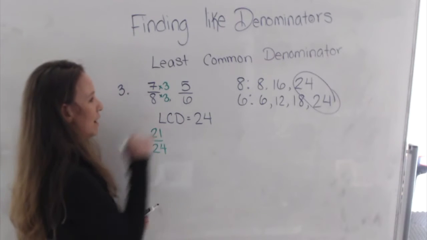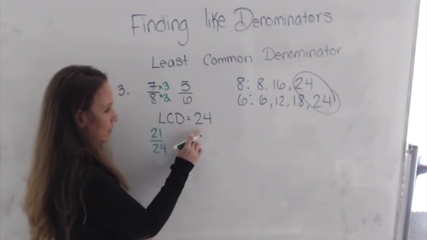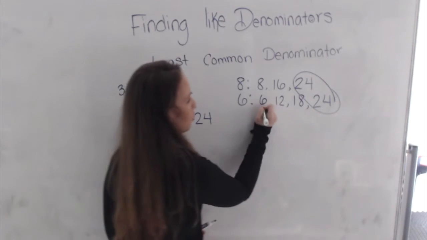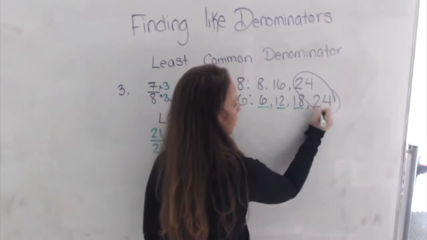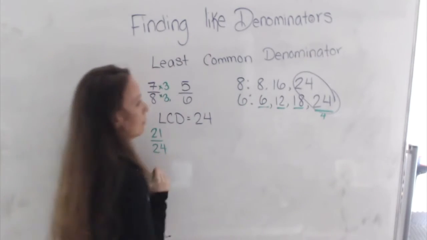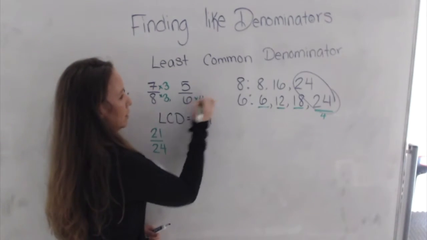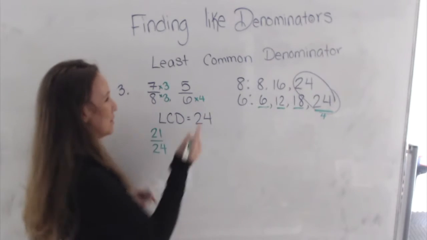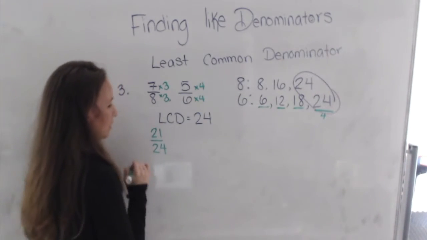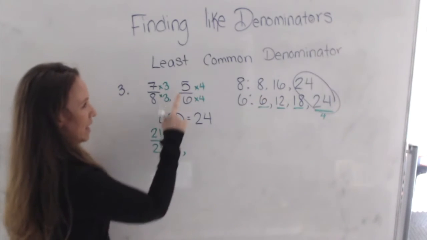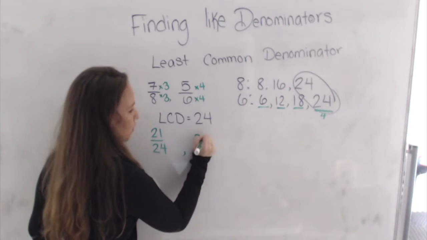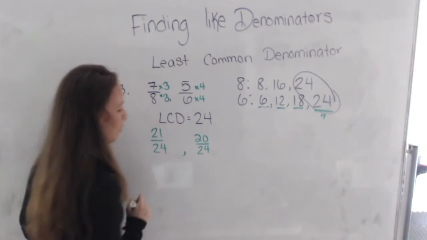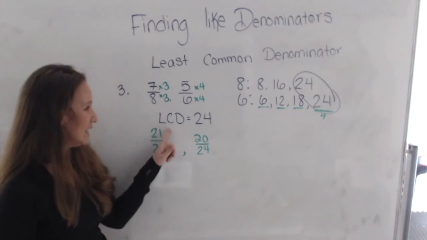Now let's take a look at this 5/6. How can I turn 6 to have a denominator of 24? Well, we said that it's multiplying by 1, 2, 3, 4. So we're going to multiply by 4 times 4. But again, whatever I do to the bottom, I have to do to the top. So times 4. So the other fraction will end up being 5 times 4 is 20, and 6 times 4 is 24. So if you notice now, I have a least common denominator.